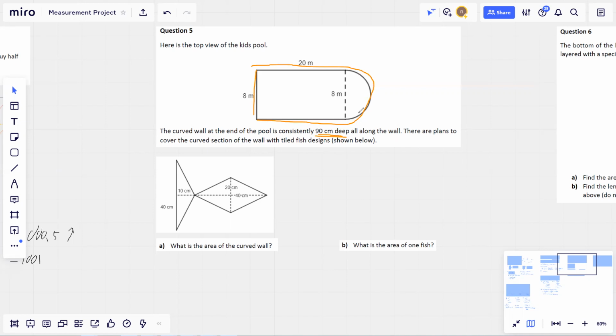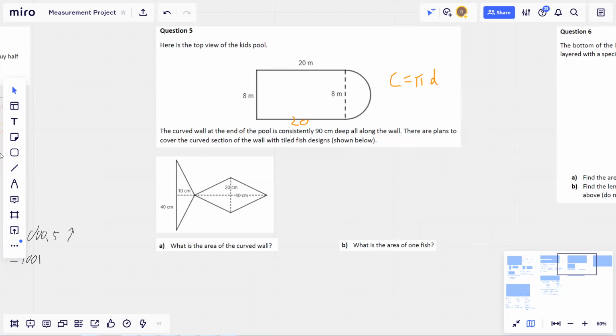So how do we find the total length of this one? We know this bit will be 8 and here's 20, here's 20 and here's 8. This one is a half circle, right? The circumference of the circle will be pi times d, where d is the diameter, which is 8 meters, but it's a half circle, so we need to divide by 2.